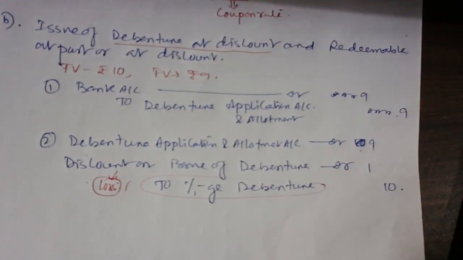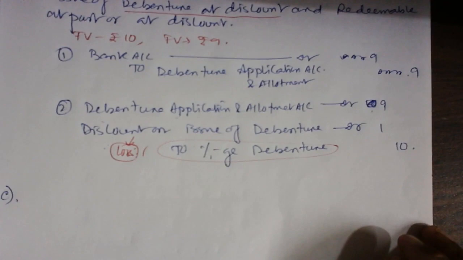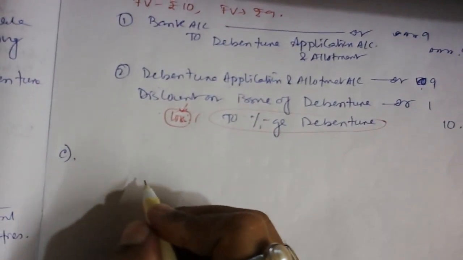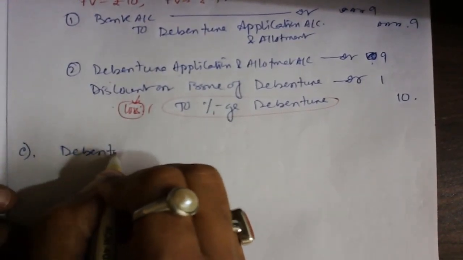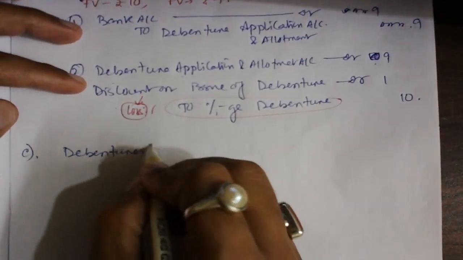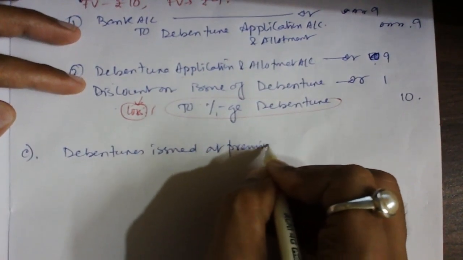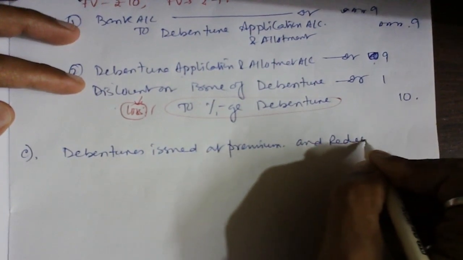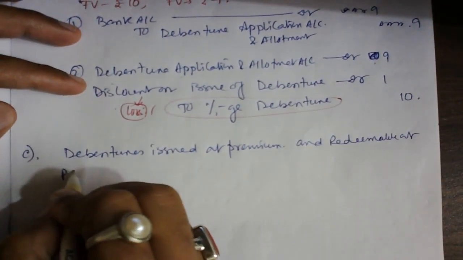Now let's say the next part is C. Debenture issued at premium and redeemable at par or at discount. Right now, please make a note of that. Debentures issued at premium and redeemable at par or at discount.